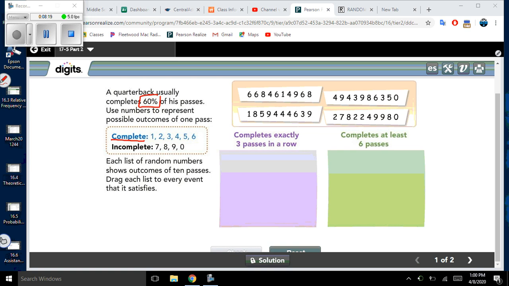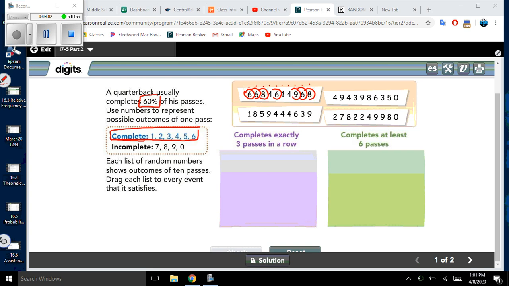And in essence, we're going to drag down. We have 4 simulations taking place here. Each of them have 1, 2, 3, 4, 5, 6, 7, 8, 9, 10 numbers, all right? And so on this first one, for example, each list of random numbers represents possible outcomes of 1 pass. Do I have a situation where we complete exactly 3 passes in a row? Do I have a situation where I complete at least 6 passes? Remember, the complete numbers are 1 through 6. So this works, this works, this works, this one works, this one works, this one works, and this one works.